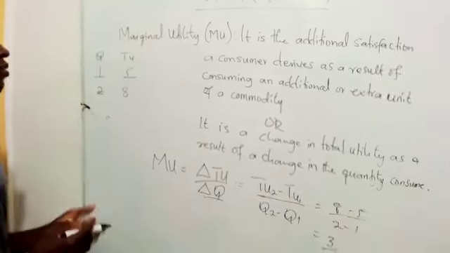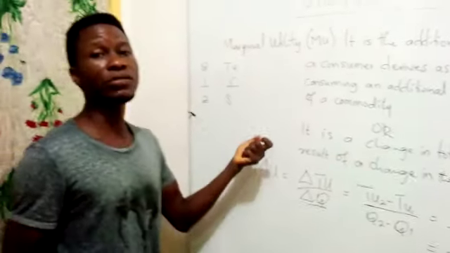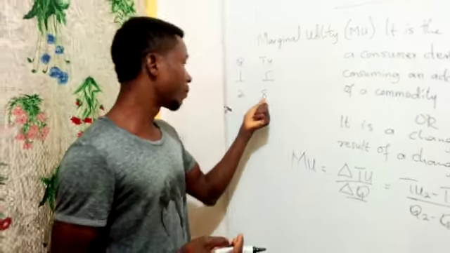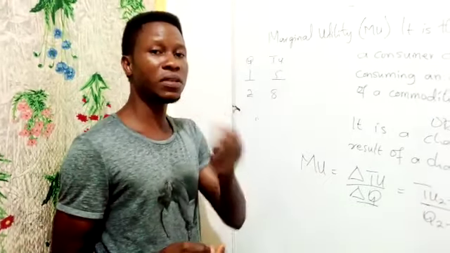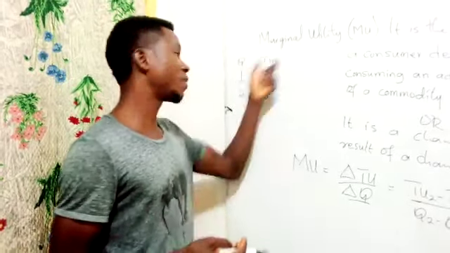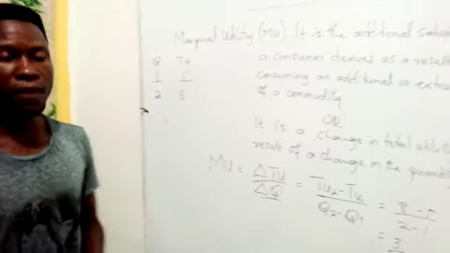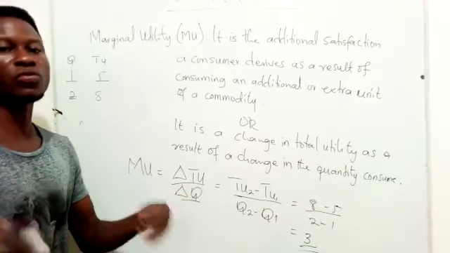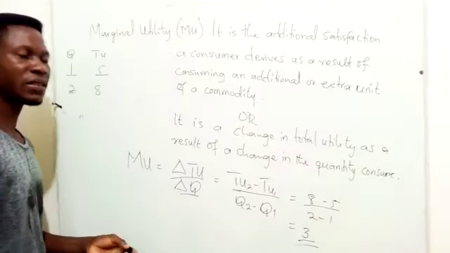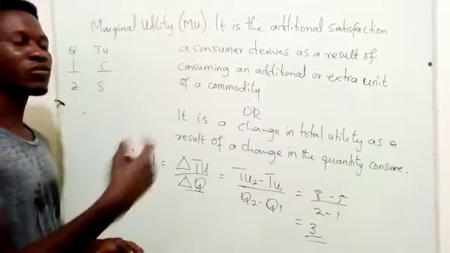So in simple terms, if you consume the first item and it's giving you 5, and you add an additional unit and it's giving you 8, then the additional unit you have consumed is giving you what? 3. So 3 plus 5 gives us what? 8. So by formula, this is how we calculate the marginal what? Utility. Anytime you increase your quantity, your satisfaction also changes.